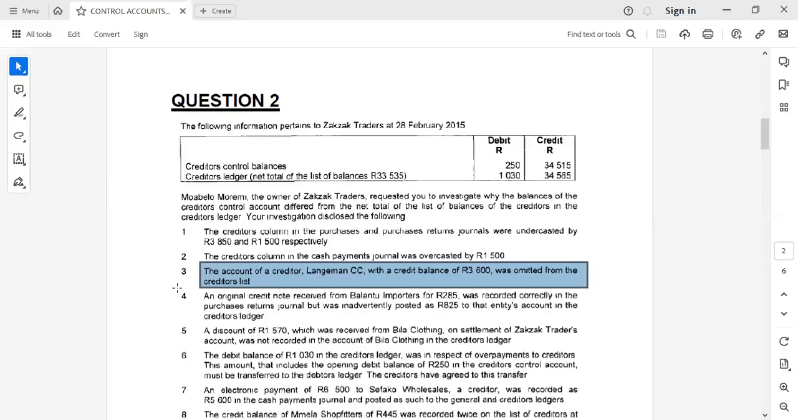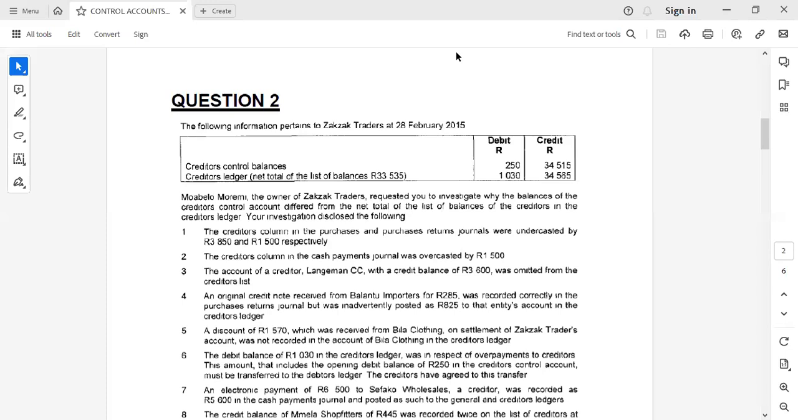Then number four, an original credit note received from Balantu importers for 285. A credit note, that means we returned the goods to Balantu, was recorded correctly in the purchase returns journal, but was inadvertently posted as 825 to that entity's account in the creditors ledger. That's an error in the individual account, so it will affect the list because the list is made up of individual accounts. This is a return of 285, but it was wrongly recorded as 825. So we have to remove part of the what? It's a return that is overstated there.